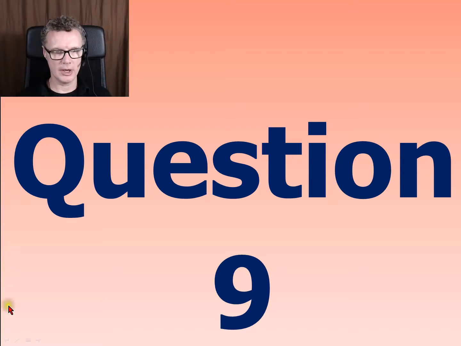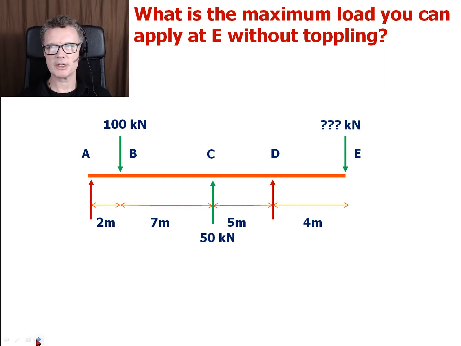Okay, question 9. What is the maximum load you can apply at E without toppling? So the green positions are my pivots, the red positions are my pivots, and the green positions where I'm applying loads.